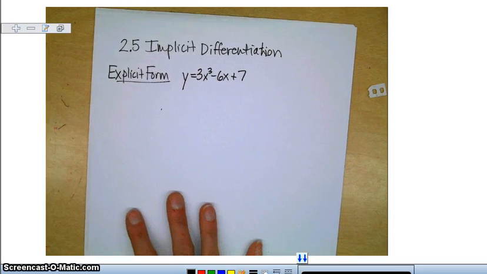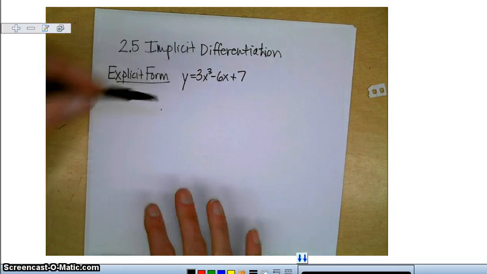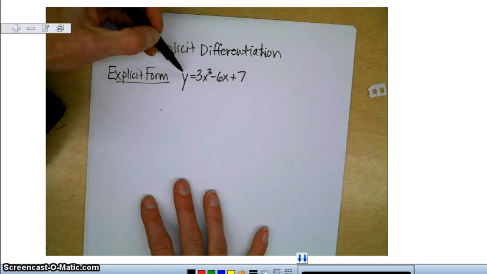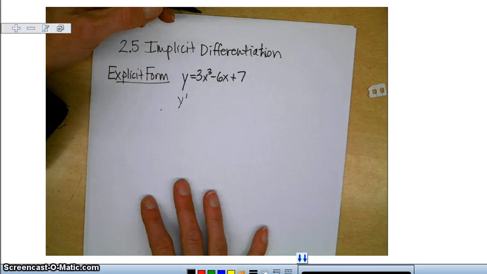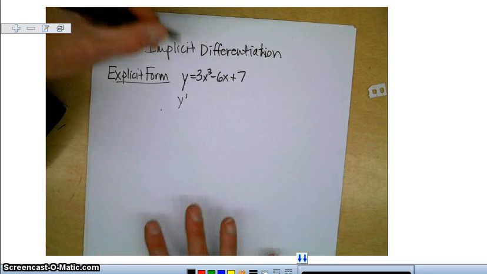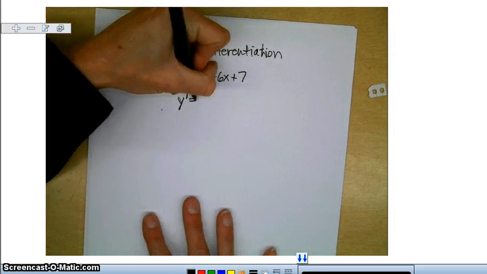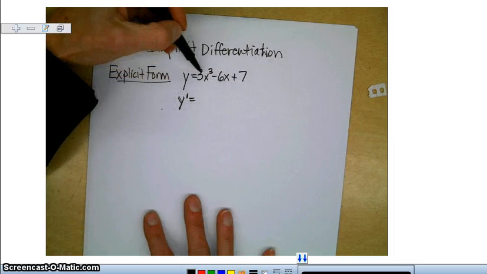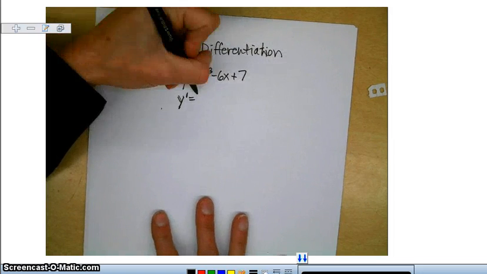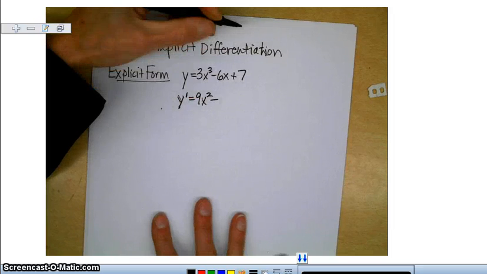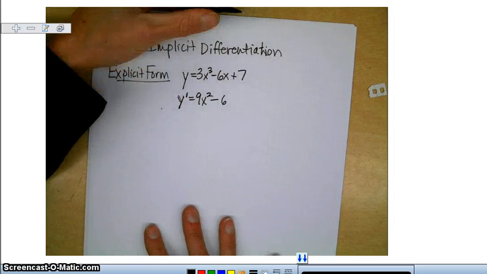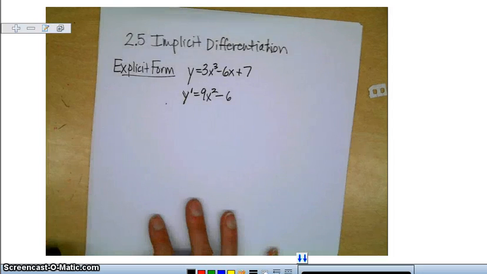And these are really easy to take the derivative of, because what's the derivative of y? Y prime, right? Don't we call it y prime? And that's equal to, what's the derivative of 3x cubed? 9x squared minus 6 plus 0. Okay. So there's my derivative.